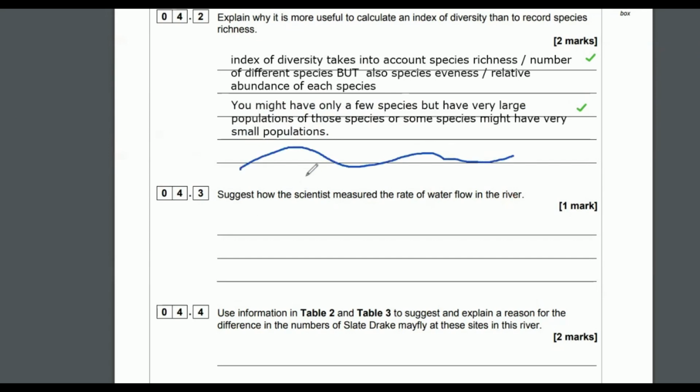Right, 4.3. Suggest how the scientists measured the rate of flow in the river. Well, a good idea would be, here's your river with the arrow showing the flow of the river. What does rate mean? Rate essentially is speed. And how do you calculate speed? Speed is distance over time. So you'd measure out like 10 meters of the river, put a floating marker at the start, get your timer out and time how long it takes for your marker to reach the end of that set distance. Might be 10 meters, might be 50 meters, whatever you want.